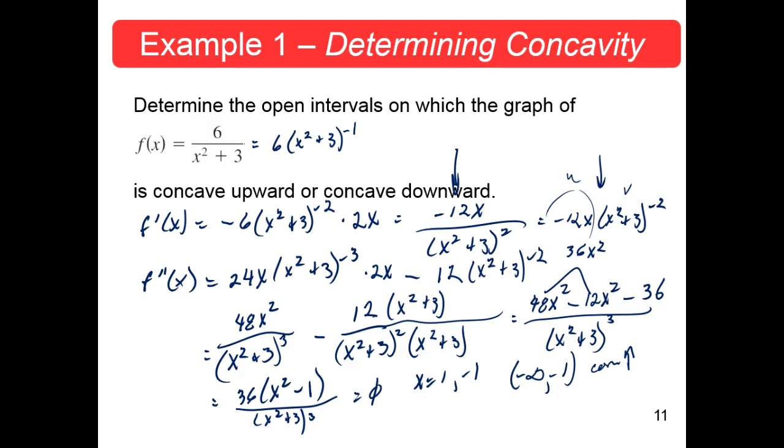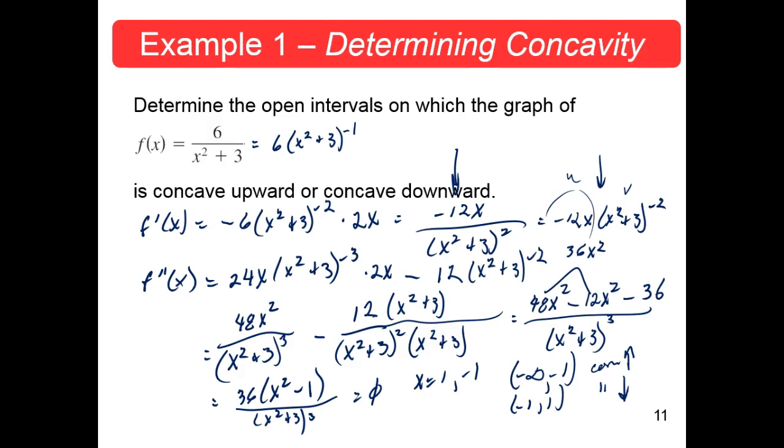Now, let's pick something between -1 and 1. Oh, what could be in there? 0, easy one. You put a 0 in for x here, and what does this become? -1, so that's going to be a negative numerator. Put a 0 in the denominator and I don't care about the value, it's positive. Negative over positive is negative. That means between -1 and 1, you're concave down.